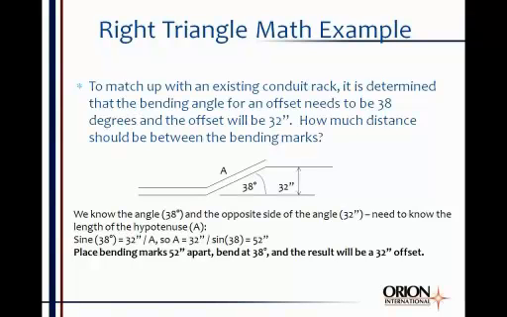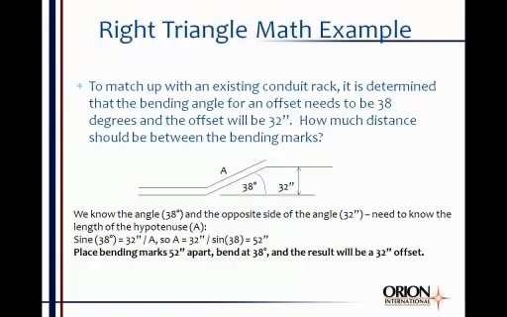I take that equation and solve it for the hypotenuse, A. And if you do that, you get the length of the hypotenuse, A, is equal to 32 inches divided by the sine of 38 degrees. And you plug that into your calculator, 32 divided by sine 38. Make sure your calculator is in degrees and not radians, of course. And you come up with 52 inches.